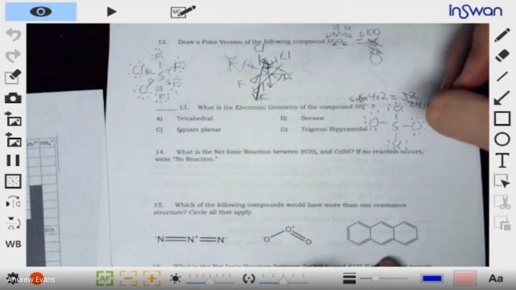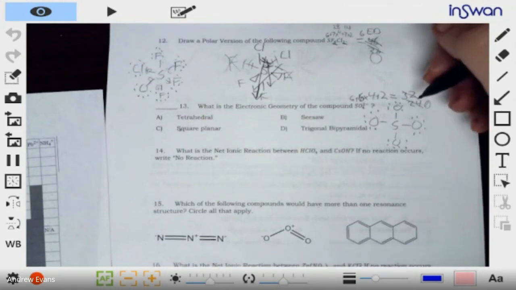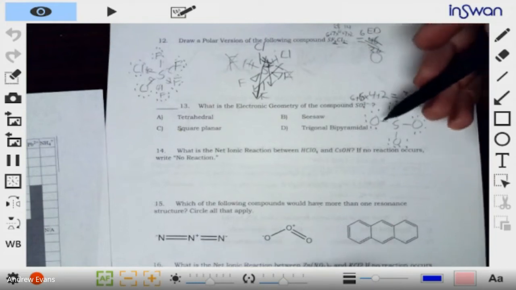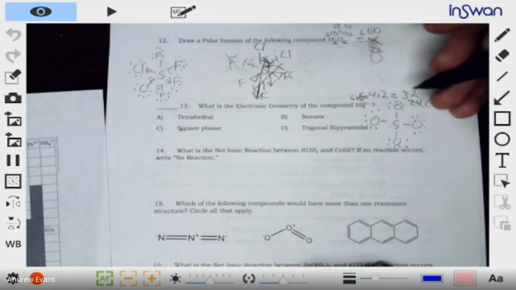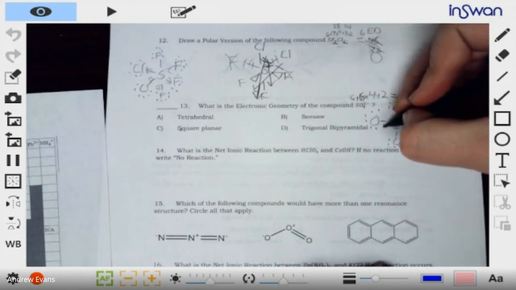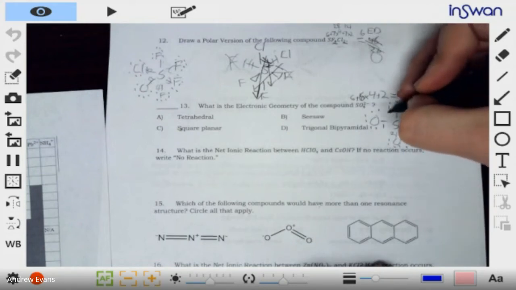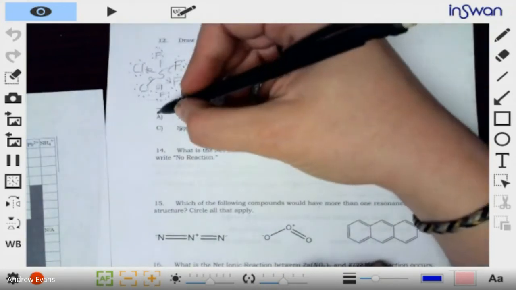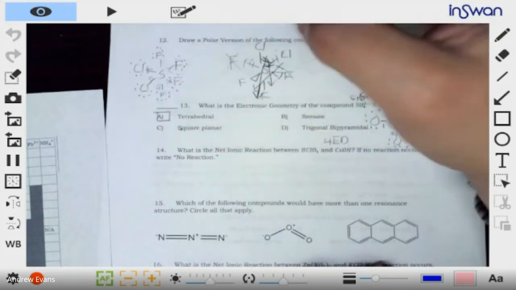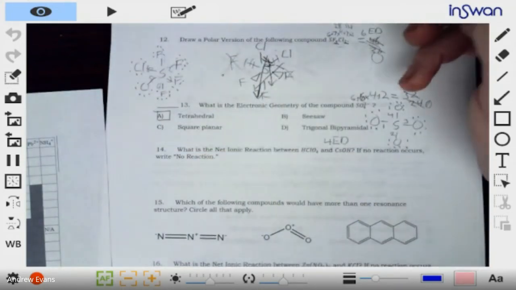Is this a valid Lewis structure? Yes. Is it good enough to get our answer? Yes. If we made double bonds to any of these oxygens, would it be a better Lewis structure? Yes. But if I made double bonds to any of these oxygens, would it change my answer? No, it would not change my answer. So how many things are coming off the sulfur? 1, 2, 3, 4. 4 electron domains. The electron geometry for 4 electron domains is tetrahedral. So that is our answer.